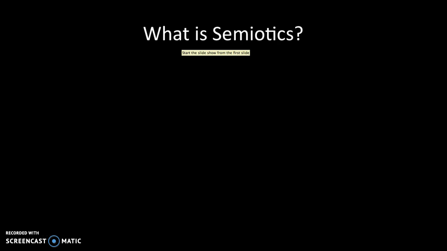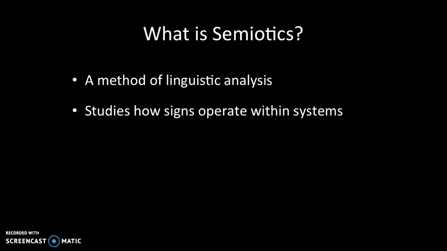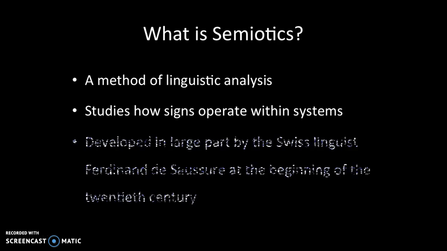The Semiotic Method. What is semiotics? Semiotics refers to a method of linguistic analysis that involves the examination of how signs operate within systems. Though semiotics originates in the field of linguistics, the principles of this method have been adopted to analyze culture, as is the case with the field of literary studies.